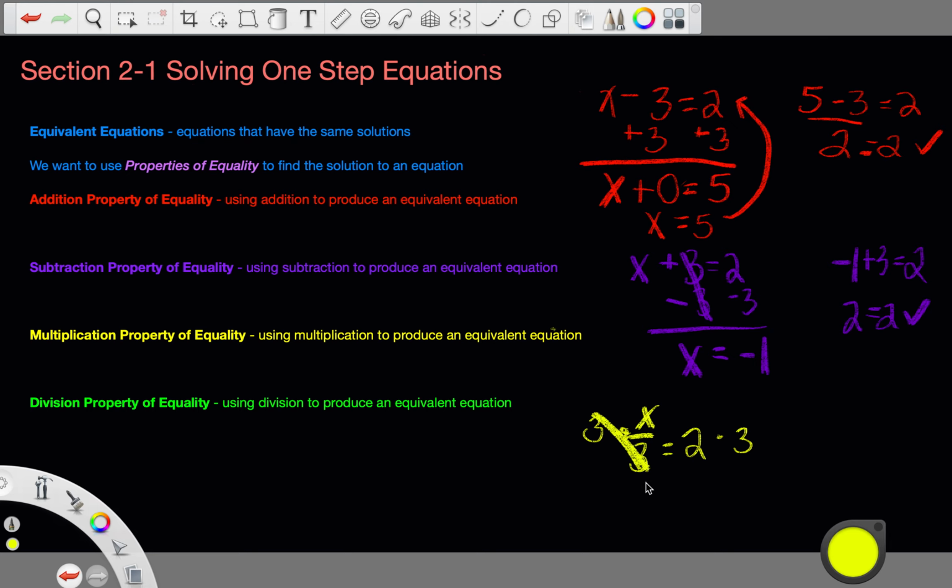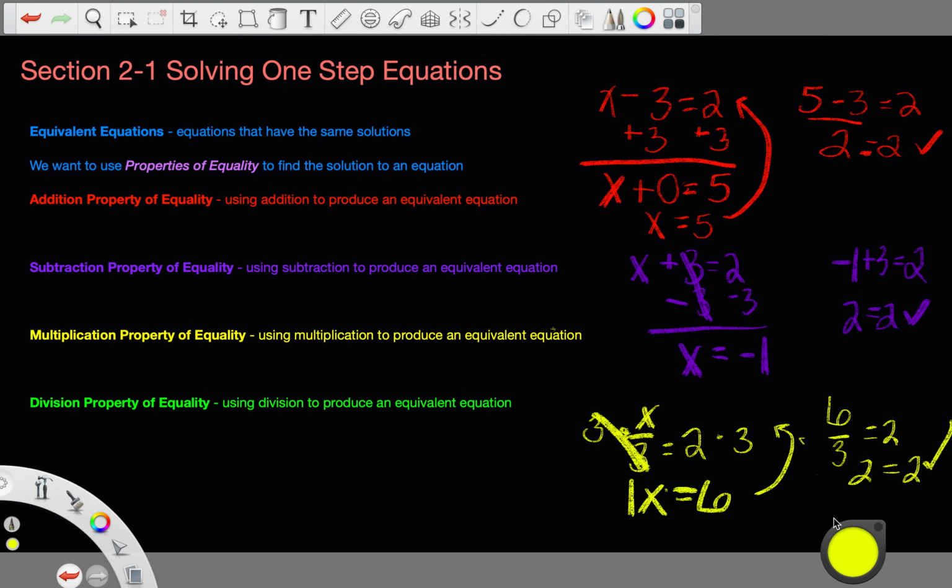So I'm left with 1x, which is the same thing as x, equals 2 times 3, which is 6. Okay? Again, we just want to check, so I'm going to swing this back up here, plug in 6 for x. So I have x over 3 equals 2. 6 divided by 3 is in fact 2. Okay?